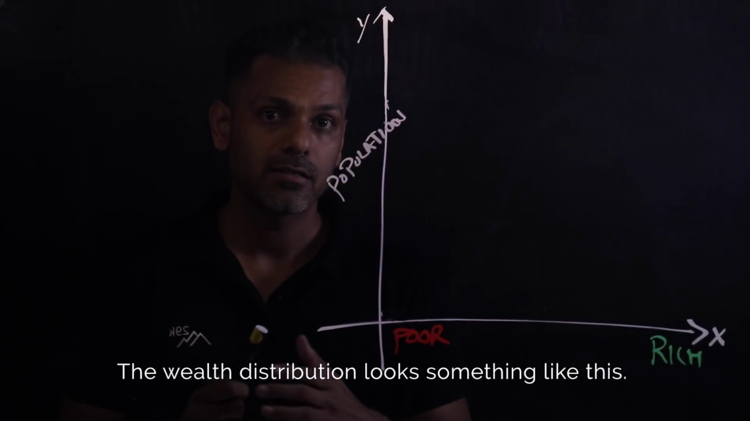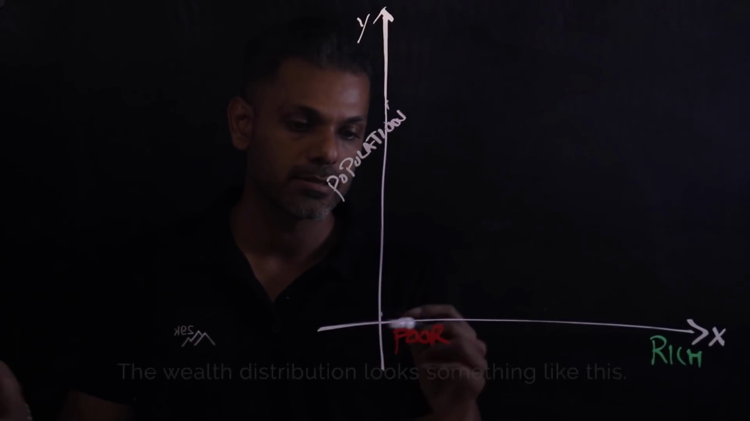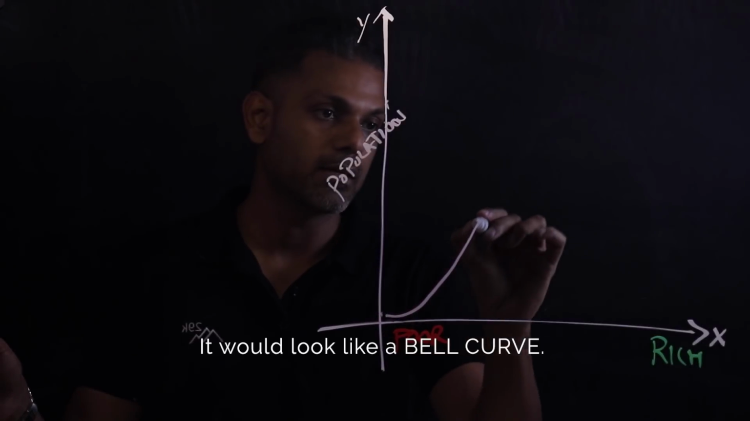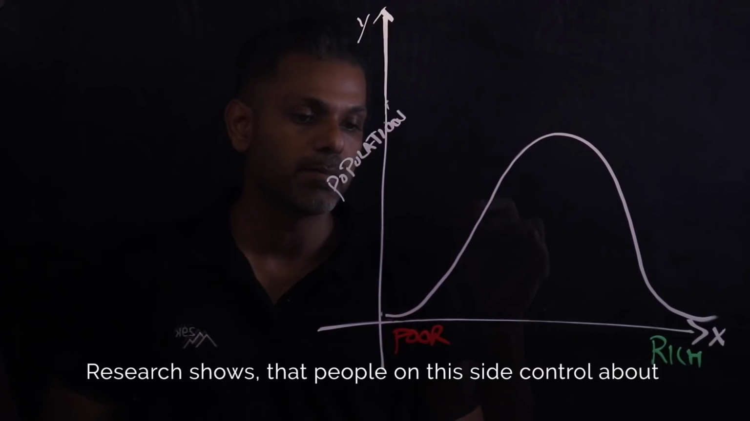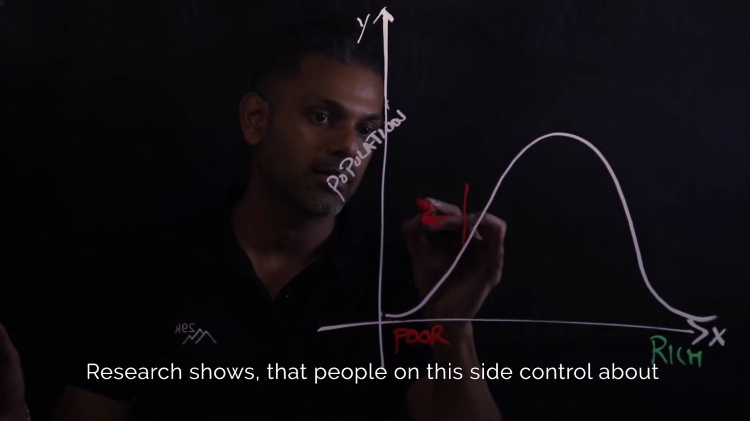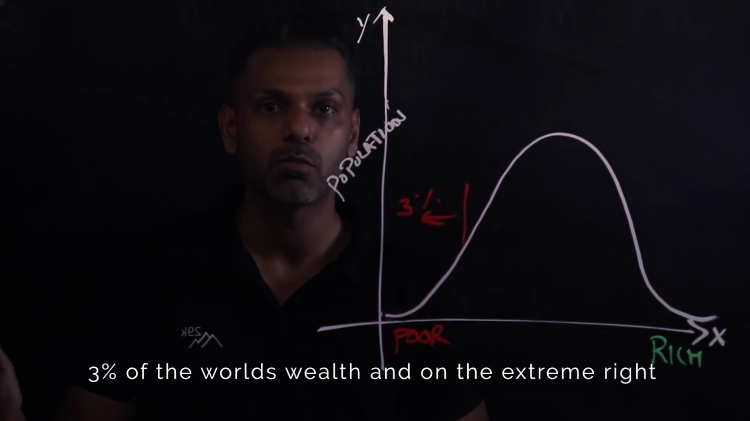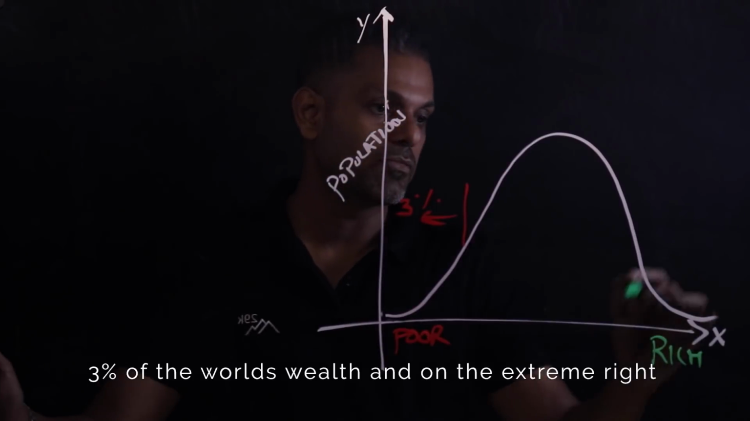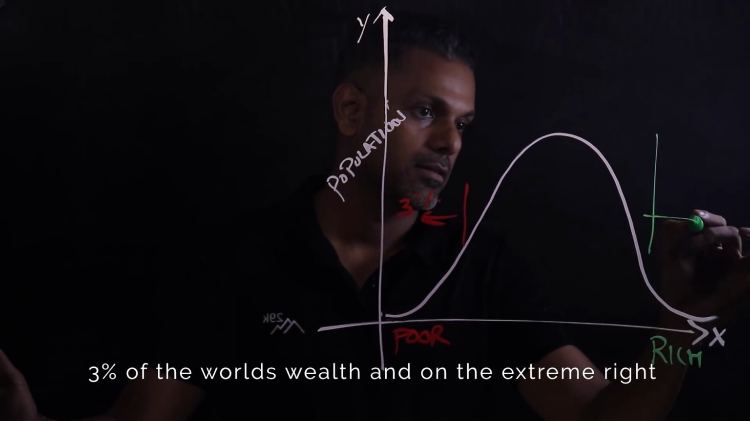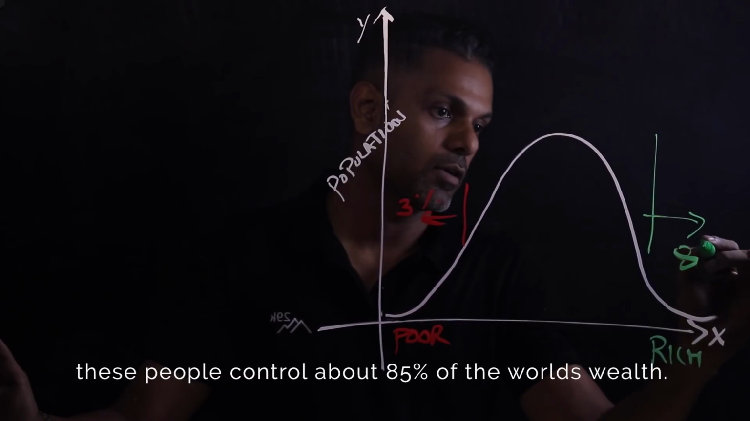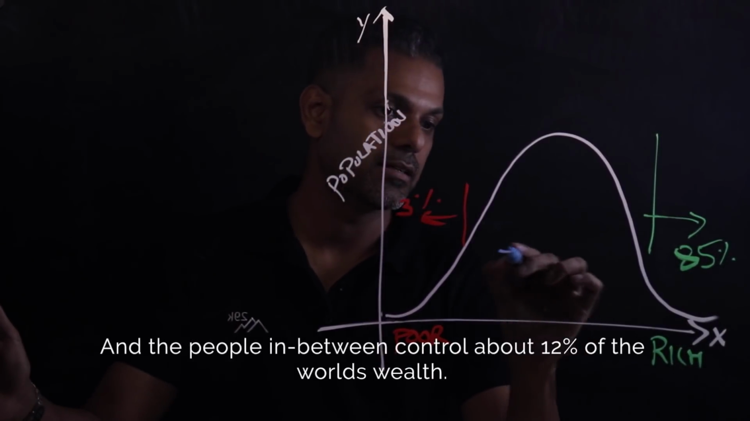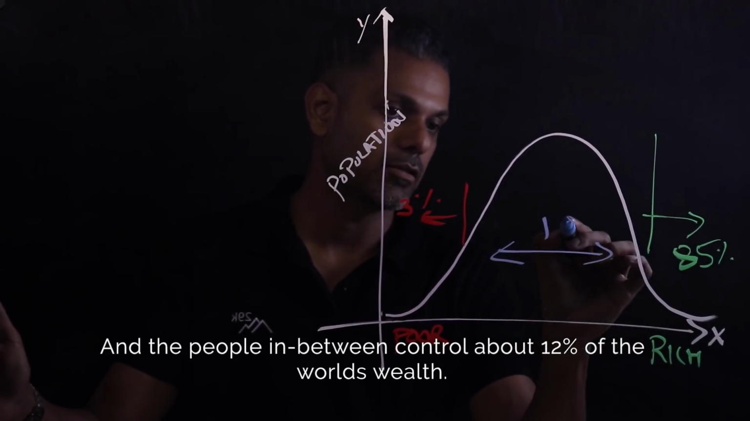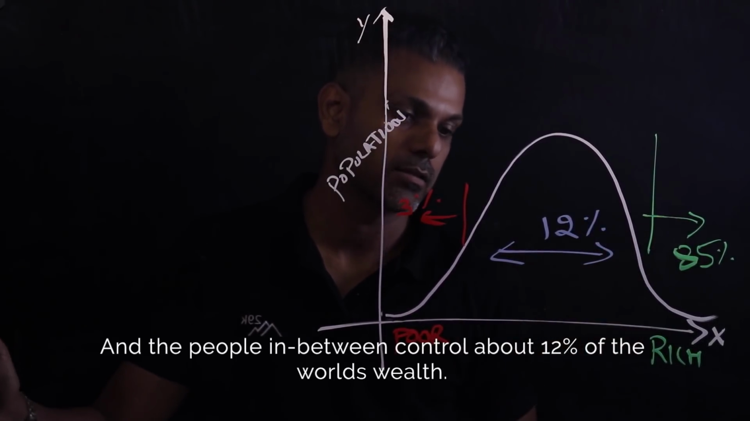The wealth distribution looks something like this. It would look like a bell curve. Research shows that people on this side control about 3% of the world's wealth. And on the extreme right, these people control about 85% of the world's wealth. And the people in between control about 12% of the world's wealth.